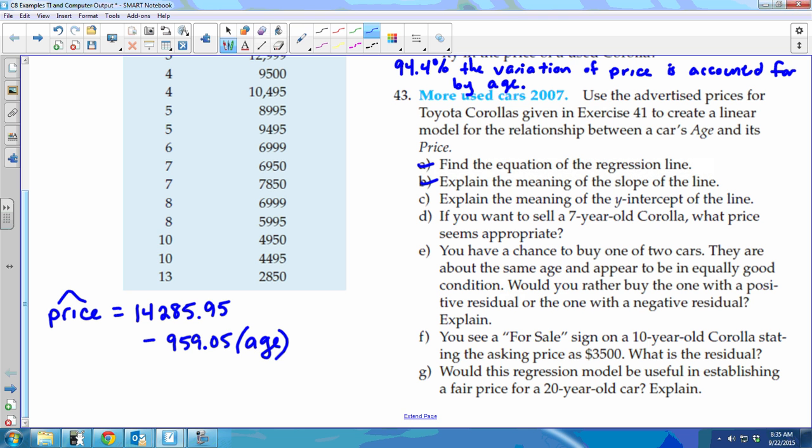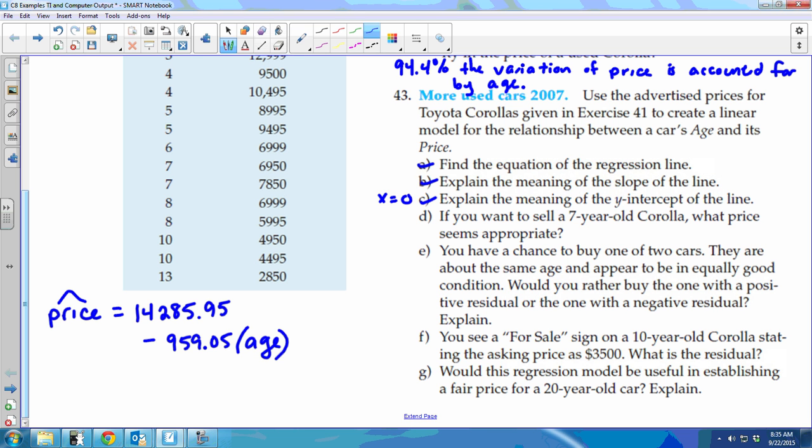Explain the meaning of the y-intercept of the line. So y-intercept occurs where x equals what? 0. So at 0 years old, so brand new car, right? Brand new car, we would expect the price to be $14,285. Does that actually make sense? That one makes decent sense, right? It's not completely nonsensical. For a brand new car, $14,000, right? That's not like some random number, right? That could be feasible.